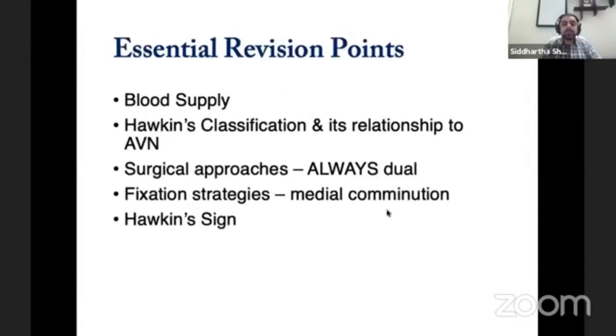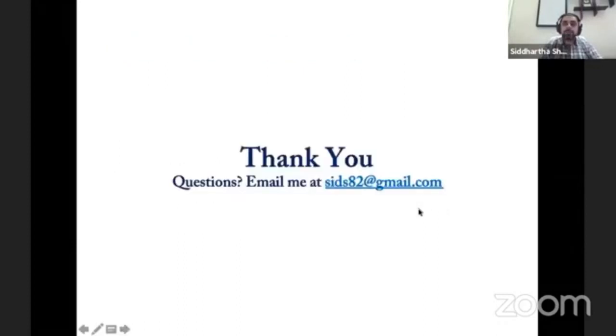So people, the essential revision points that I would say when you go for your exams or your viva, please remember to revise the blood supply of the talus. Remember to read up on the Hawkins classification and its relationship to AVN. This is very commonly asked. Please remember when you are asked about the approaches, always dual approach, because you have a very good control of the fracture reduction, especially the varus and the rotation. You always look out for the medial comminution. Remember to answer in terms of bone graft, medial plates, or positional screws on the medial side, and Hawkins sign, of course. So thank you.